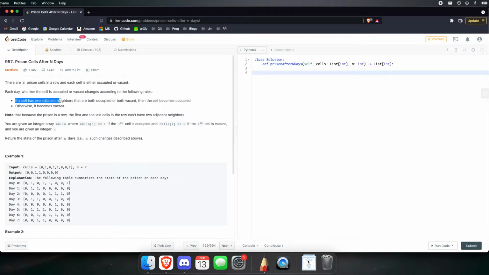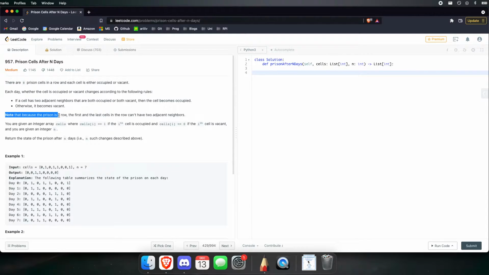If a cell has 2 adjacent neighbors that are both occupied or both vacant, the cell becomes occupied. Okay, so if the cell to the left and to the right have the same value, then the current cell we're looking at becomes occupied, aka becomes 1. Otherwise, it becomes vacant. So if the cell to the left and the cell to the right do not have the same value, the current cell becomes vacant, aka becomes 0.